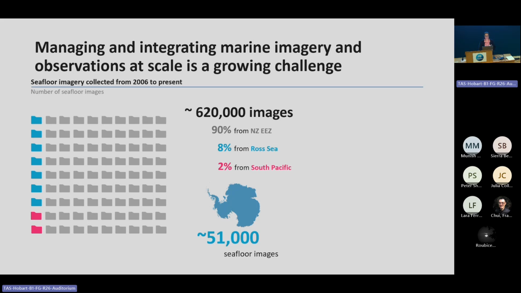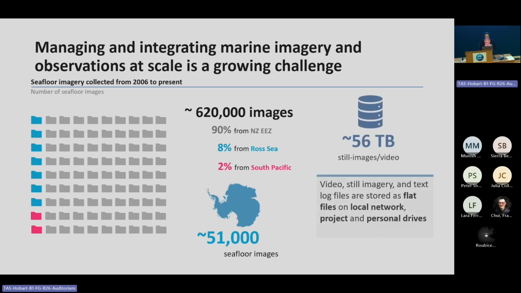All right, so I'm going to be airing a bit of my dirty laundry here. So the imagery and observation data, we don't have a database. Everything is just stored as individual files in the local network drive. So everything's just in a flat file structure. And in fact, some of these files just exist only in project drives and personal drives. So being able to extract these observation files can be really frustrating and challenging.